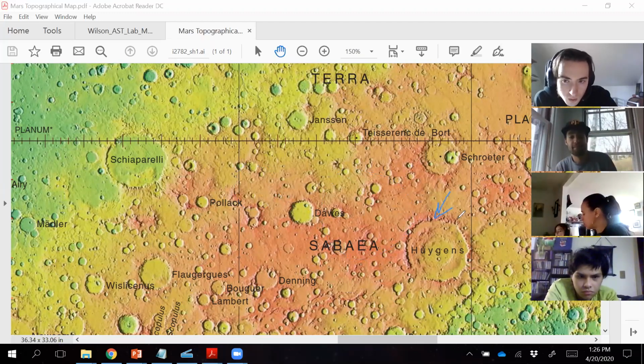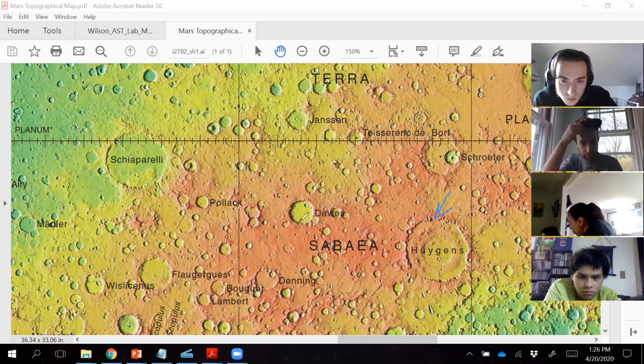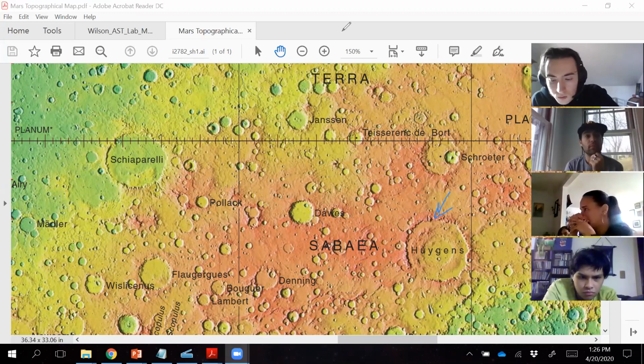Erosion. Yeah, this rim looks very eroded. Whereas Dawes looks a little bit steeper and crisper, like Kayla said. So the rims can tell you a lot about what's going on, even when the basins have similar levels of crater density.